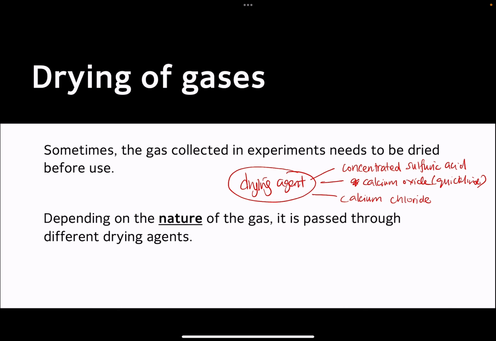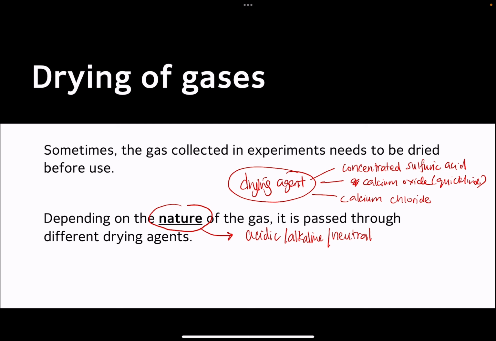So the question is, when do we use which drying agent? Do not randomly choose them. It all depends on the nature of the gas that you are trying to dry. What do I mean by nature? This is probably a new word to you. The nature of the gas: is the gas acidic? Is the gas alkaline? Or is the gas neutral?